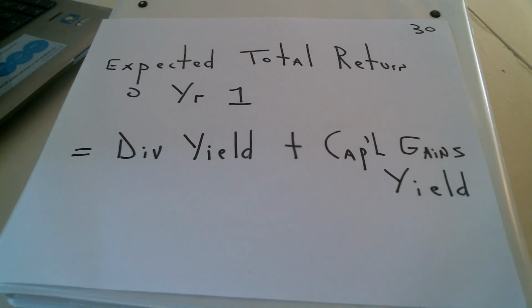And if we want to come up with the expected total return for that stock at year 1, we're simply adding the dividend yield plus the capital gains yield. Add those two amounts together, and that's the full total return.